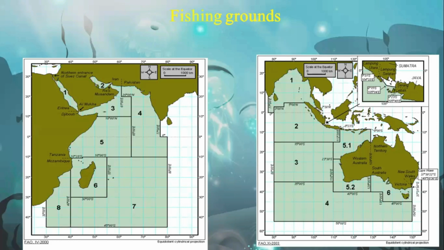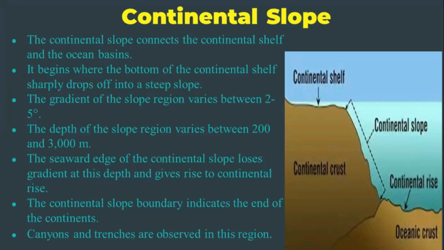Now these are some good fishing grounds in the Indian Ocean. As you can see, this is India, and these are some good fishing grounds. And this is the other part of the Indian Ocean, wherein you can see that these are very good fishing grounds. Now let us come to the next part, that is continental slope.